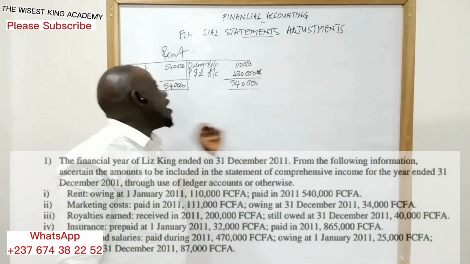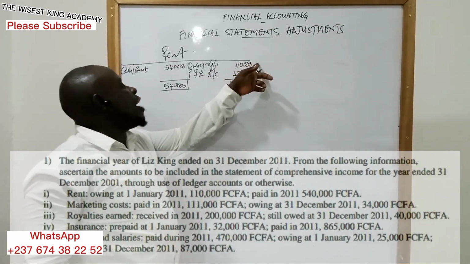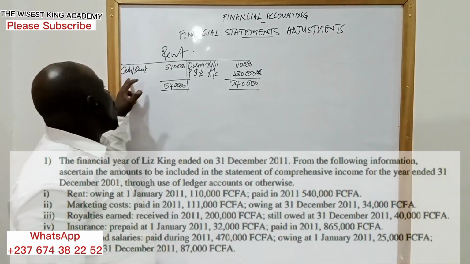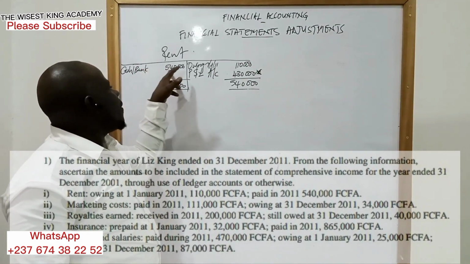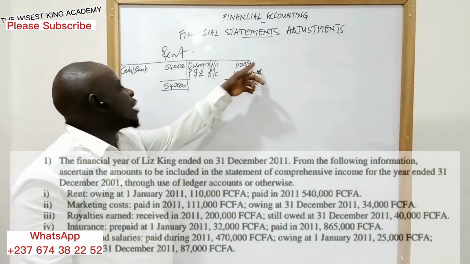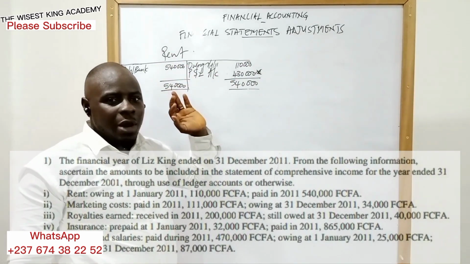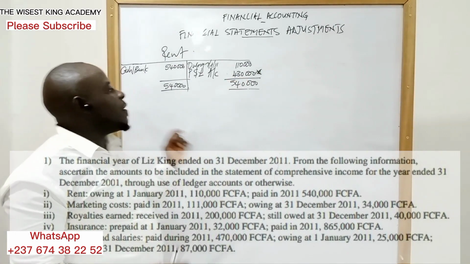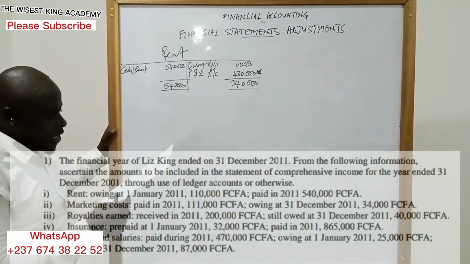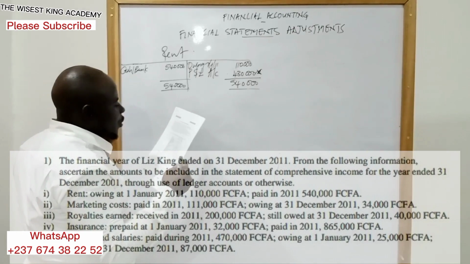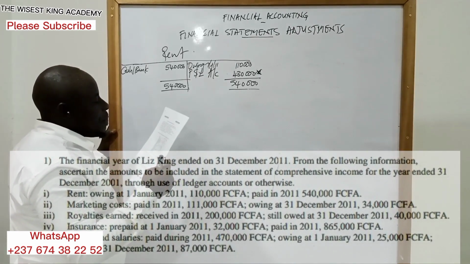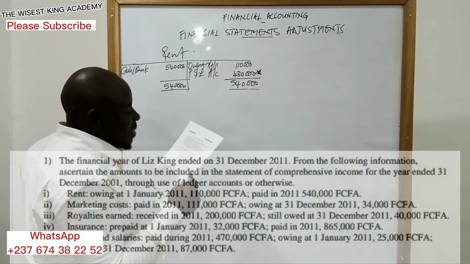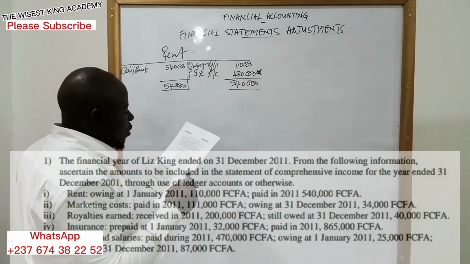Now, this actually means that we were owing 110 at the beginning of the period. We paid 540. That actually cleared up the 110 that we were owing at the beginning of the period and the one that is due for the period, which is 430,000. The second transaction, marketing cost paid in 2011, 110,000 francs, owing at 31st December 2011, 34,000 francs.